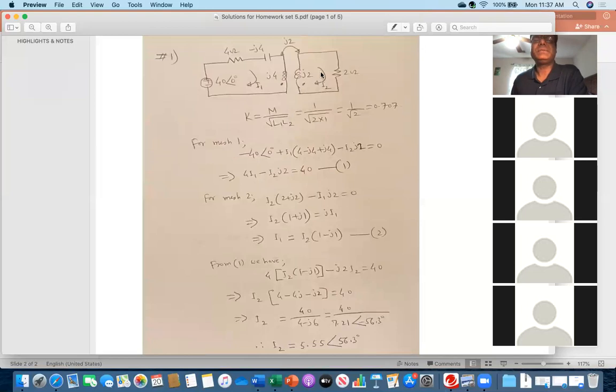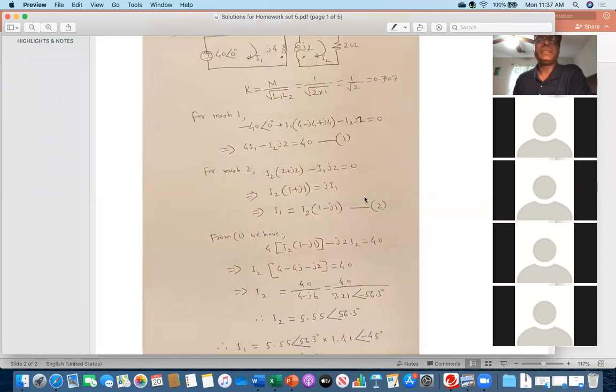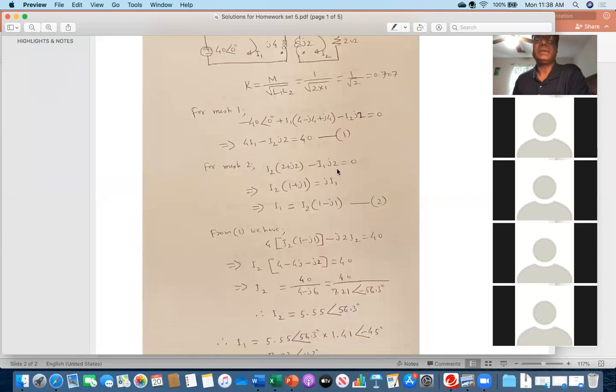Now from mesh 2, if you see the phasor domain circuit, I2 times (2 plus j2), and then again, because of the dotted terminal convention, the mutual inductance effect is minus j2 multiplied by I1, equal to 0. From here, I divided by 2 on both sides. So I2 times (1 plus j1), and I transferred the other term to the right side, so j1 times I1.